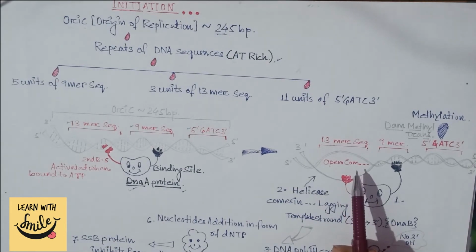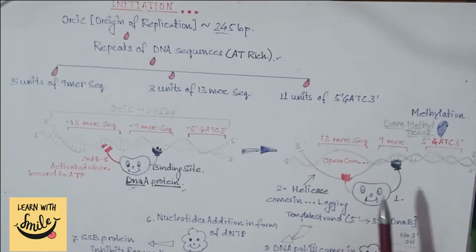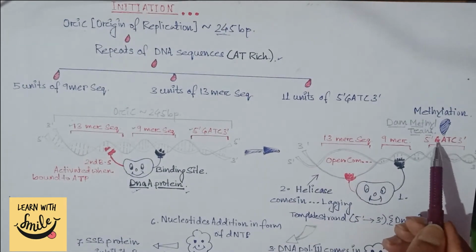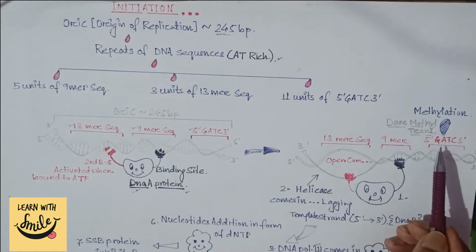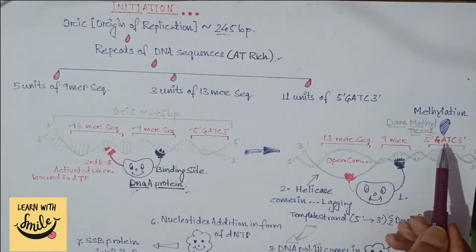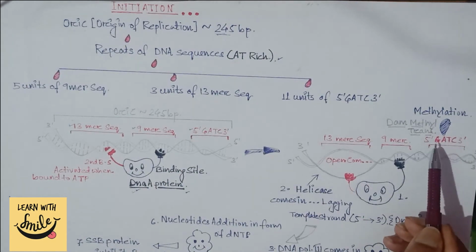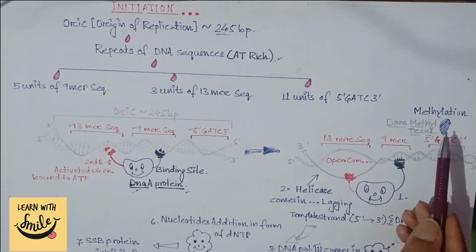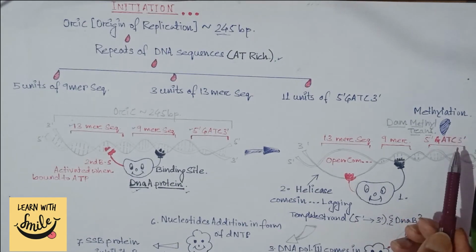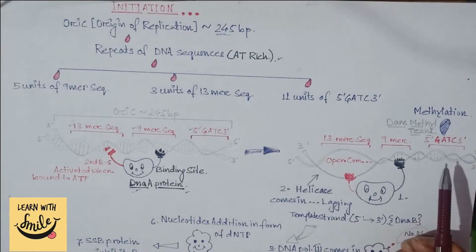But before that, you need to understand that at the same time there is methylation at the GATC sequence, where methylation of the adenine residue of the GATC sequence demarcates the regulation process of DNA replication, which again I have discussed in my previous video.